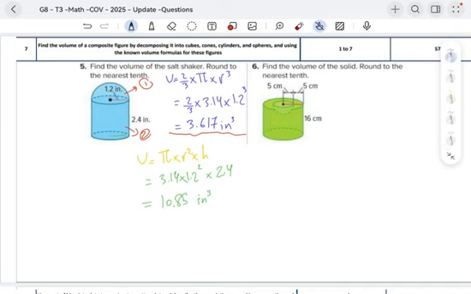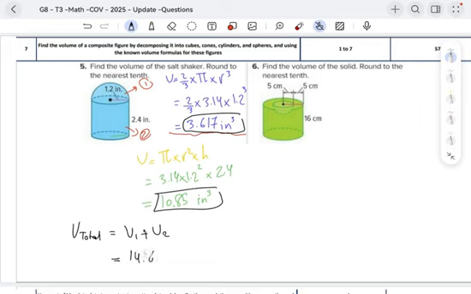The last step is to find the total volume. V total is the sum of the volume of the hemisphere and the volume of the cylinder, V1 plus V2, and the sum is 14.46, and the unit is inch cubed. This is the total volume. Now let's go for question number 6.